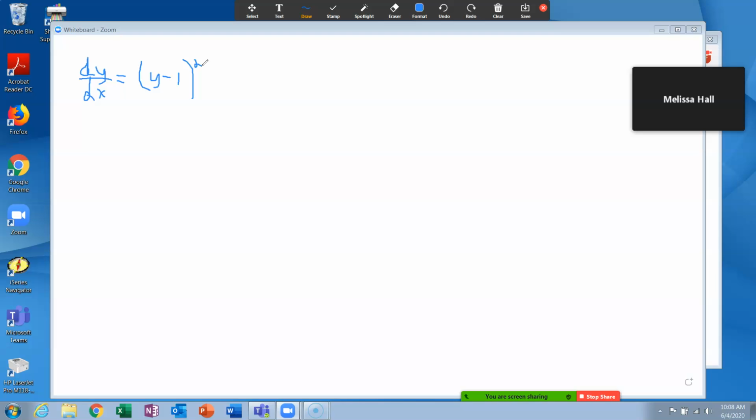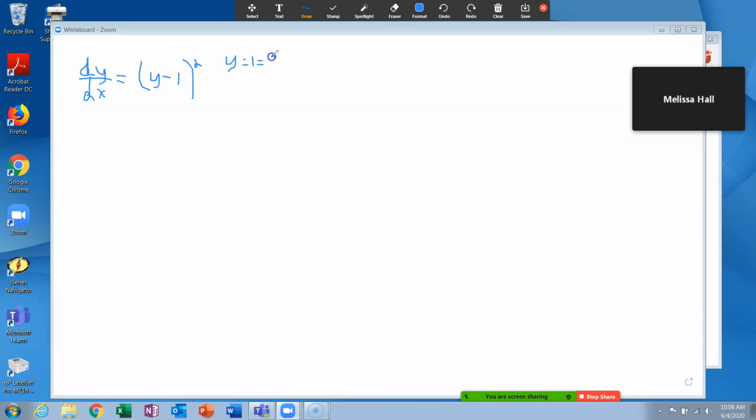Now, tell me what the critical values are. Where is this thing right here, dy/dx, equal to 0? Anybody? What will make this zero? y is 1. y is equal to 1, the one and only one. So your critical value is y is equal to 1. Okay? You can call that your c too if you wanted to.